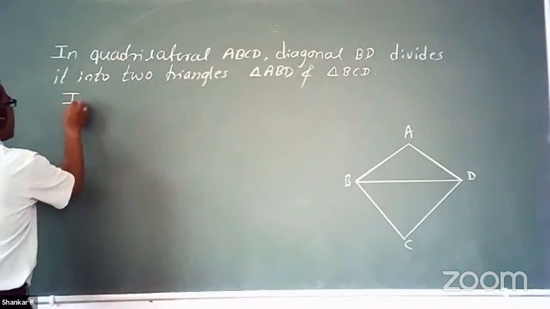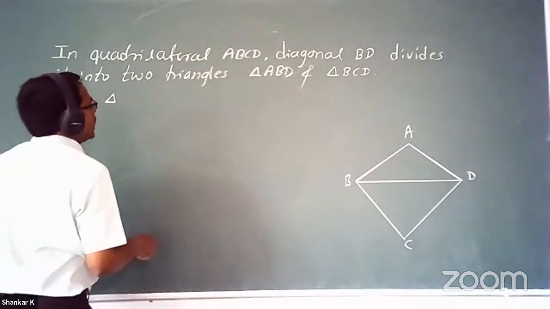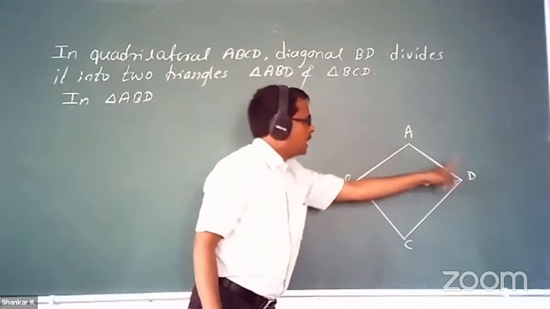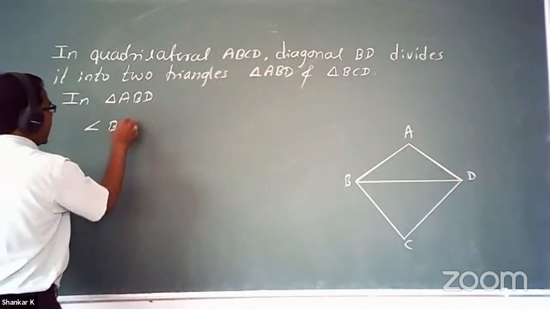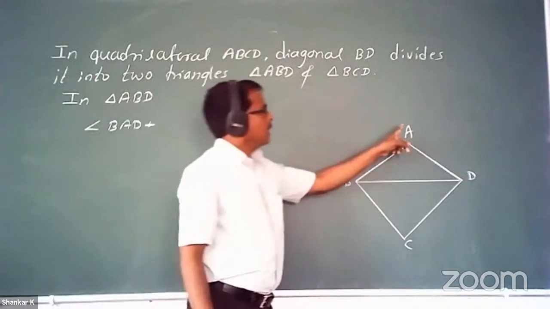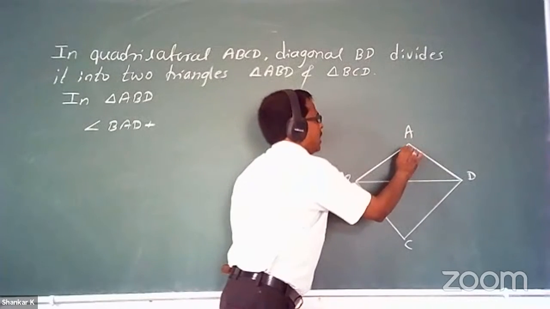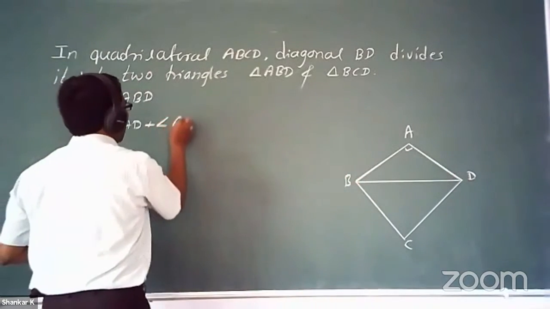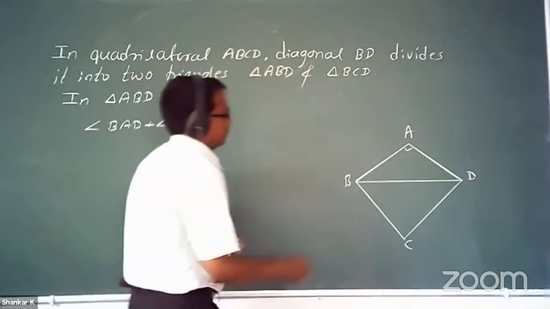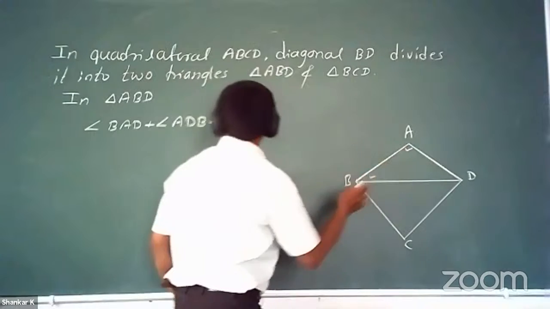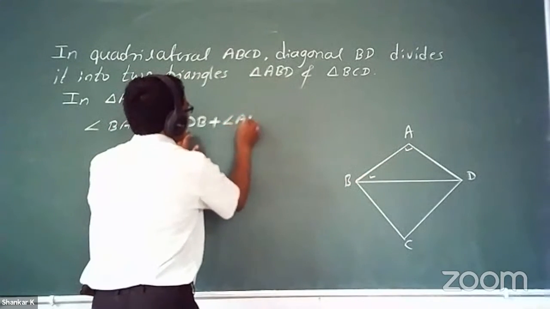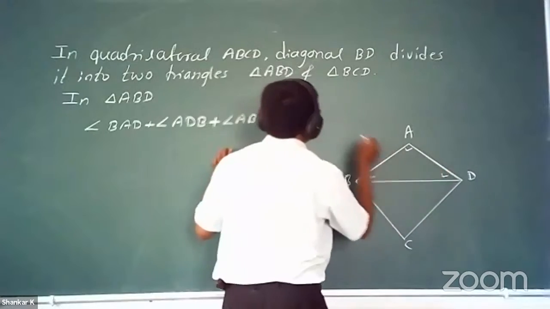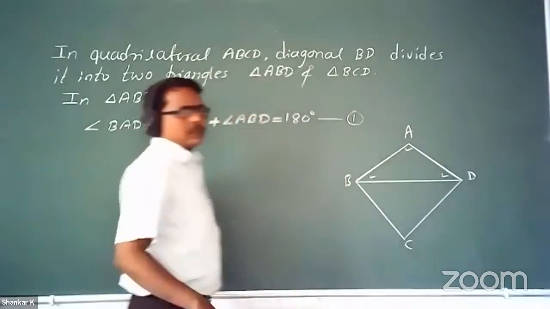In triangle ABD, say angle BAD plus angle ADB, BAD is this angle, ADB plus this angle ABD, equal to sum of angles of a triangle, which is how much? 180 degrees. So this is 1.